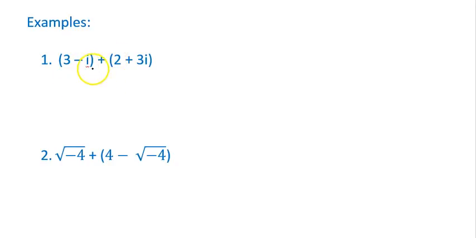So I have 3 minus i plus 2 plus 3i. When it's plus, it's really easy. Just combine the ones that have things that are alike. So I can combine this 3 and this 2 and say 3 plus 2 and get 5. I can combine this -i with this 3i. So -i plus 3i would be like -1 plus 3. So it would be a +2, but they have i's. So 5 plus 2i would be my answer here.